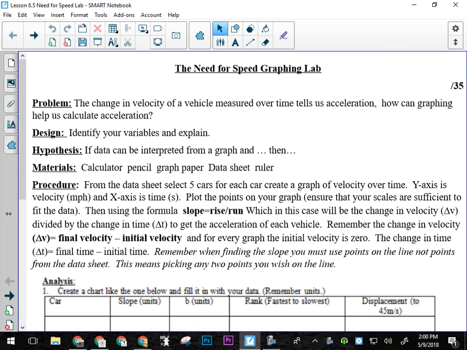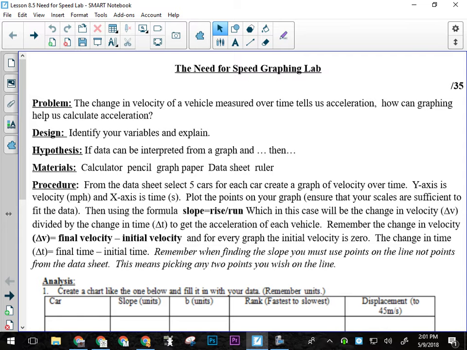So the purpose of this activity is just like what we did with the carts in the hallway, except that was a position versus time graph activity. This one's a velocity versus time graph activity. So we have kind of a lab activity on both of the important types of graphs.